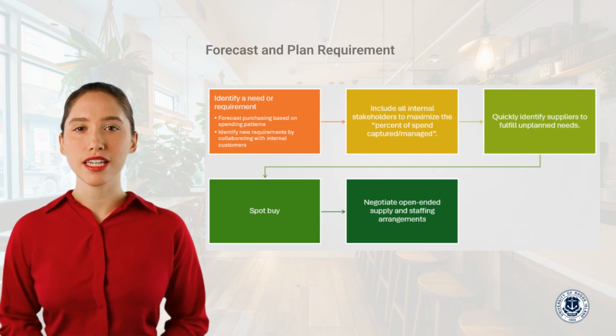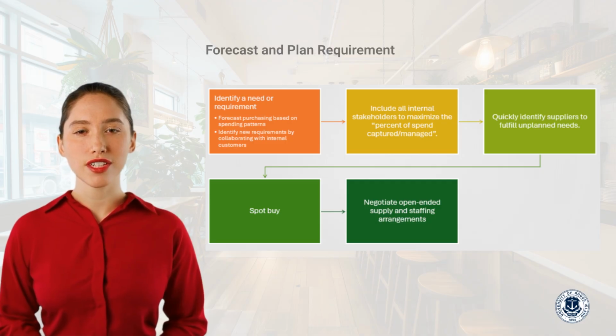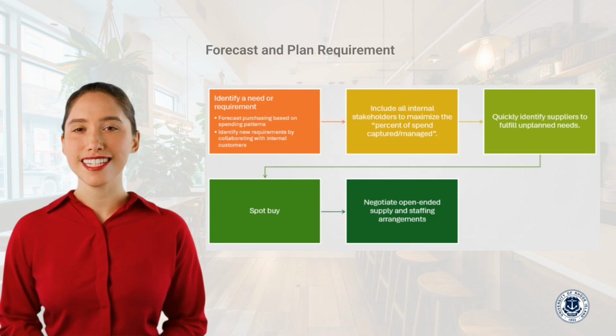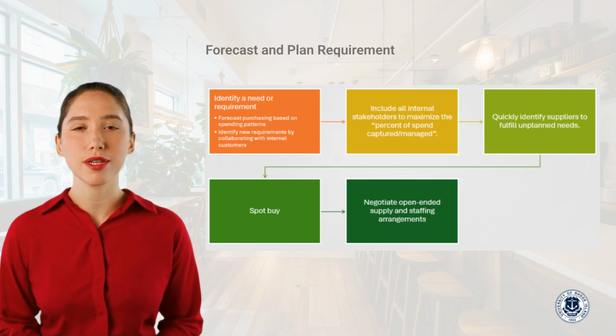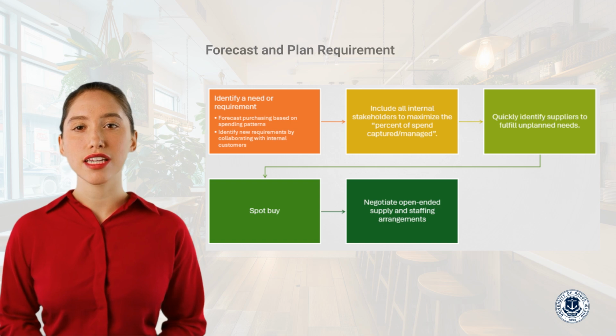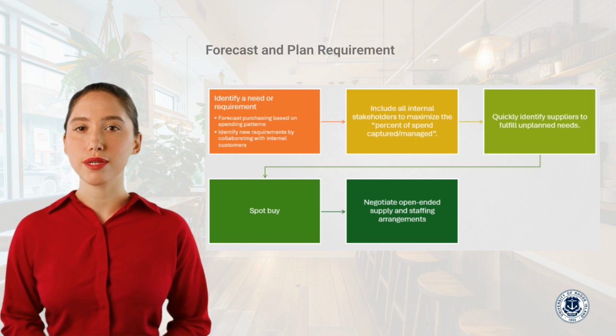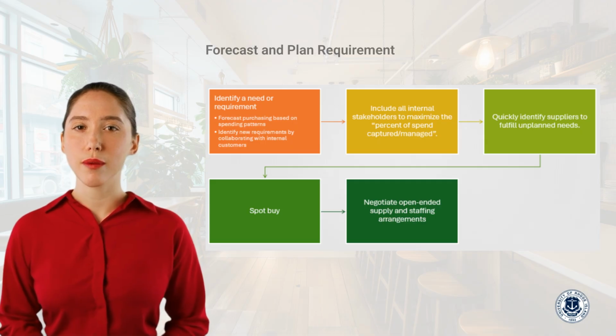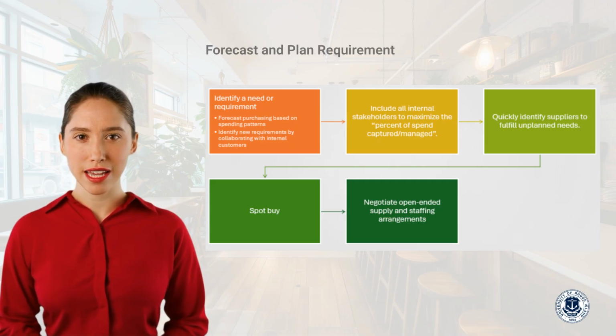Forecasting and planning begins with identifying needs, projecting spending patterns, and collaborating with internal customers. Increasing the percentage of spend captured through procurement is a major goal. It prevents maverick buying and ensures compliance. Organizations should quickly identify suppliers to fulfill unplanned needs. At times, spot buys and open-ended arrangements can help organizations respond quickly to unplanned needs.